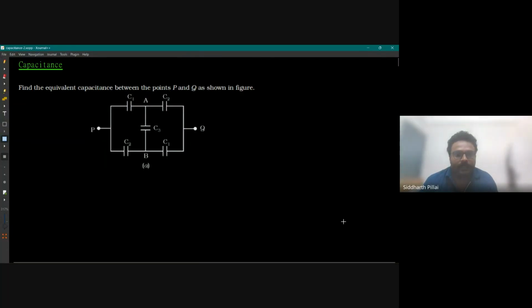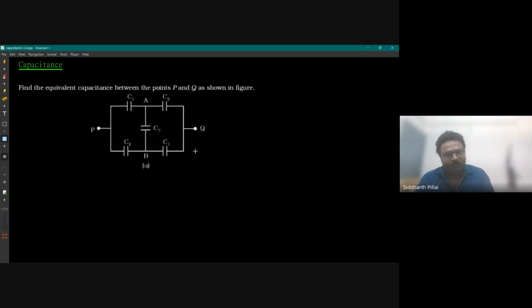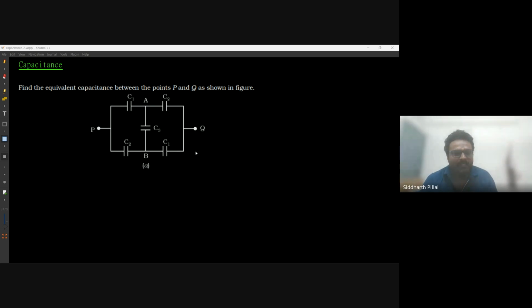This is question number 31 from the DPP. Find the equivalent capacitance between P and Q. As you can see, this is C1, C2 on the left, and then C2, C1, and this is C3 in the middle. So this is an unbalanced Wheatstone bridge, and you need to find the equivalent capacitance. You might have done it in your classes also. So start solving this, and hopefully others will also arrive soon.